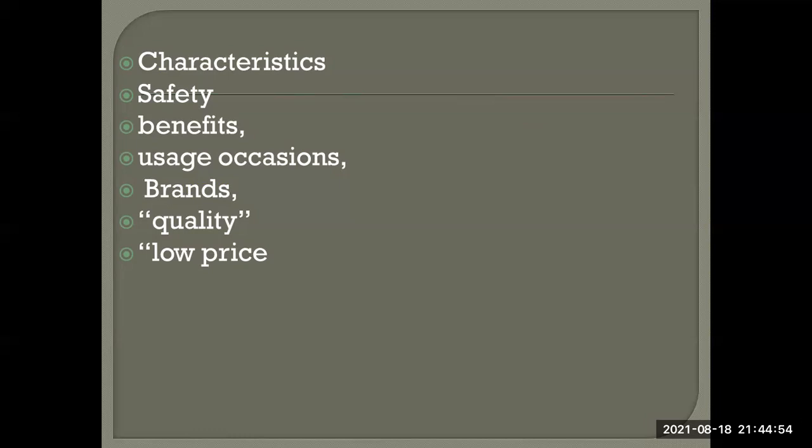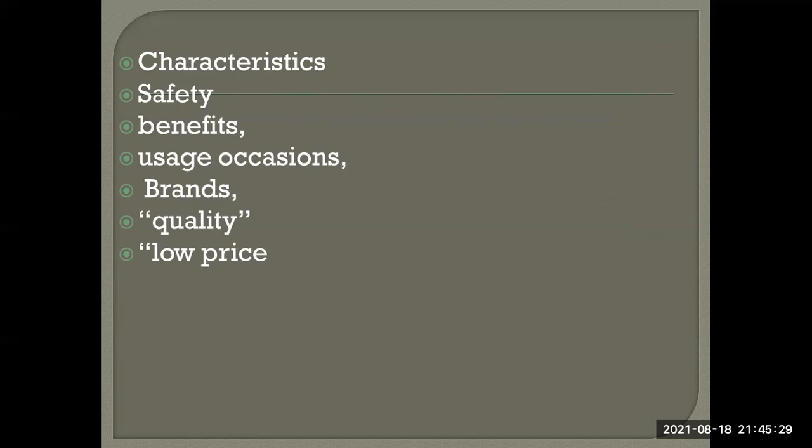The next is usage occasions, like Cadbury can be used in the festive season, or gifted to siblings, friends, and relatives. Some people are brand conscious, so luxury brands like Volvo, Skoda, Audi, Mercedes have brand-conscious customers. On brand consciousness also we can segment the customers.